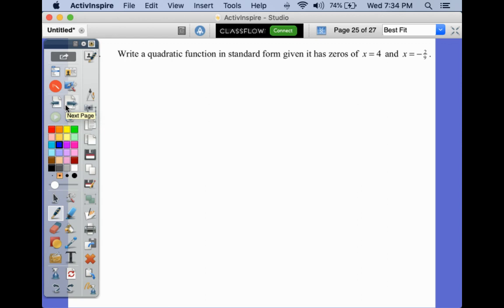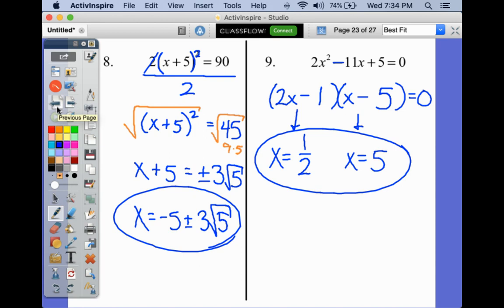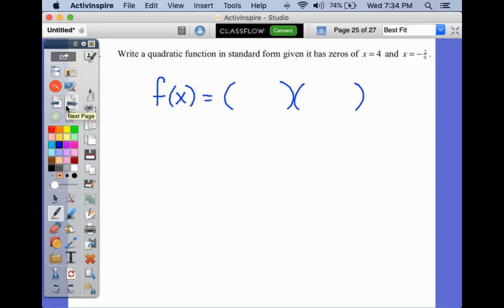All right, write a quadratic function in standard form, given it has zeros of 4 and negative 2/9. So I'm going to take my function from the zeros into the factors first. And we're just doing the opposite relationship of this sort of problem right here, number 9, where the sign of the zero is the opposite of the sign of the factor. So here, the positive 4 is going to be the factor x minus 4. And the negative 2/9, well, the 9 in the denominator means we had 9x, and the negative 2 would have come from plus 2.